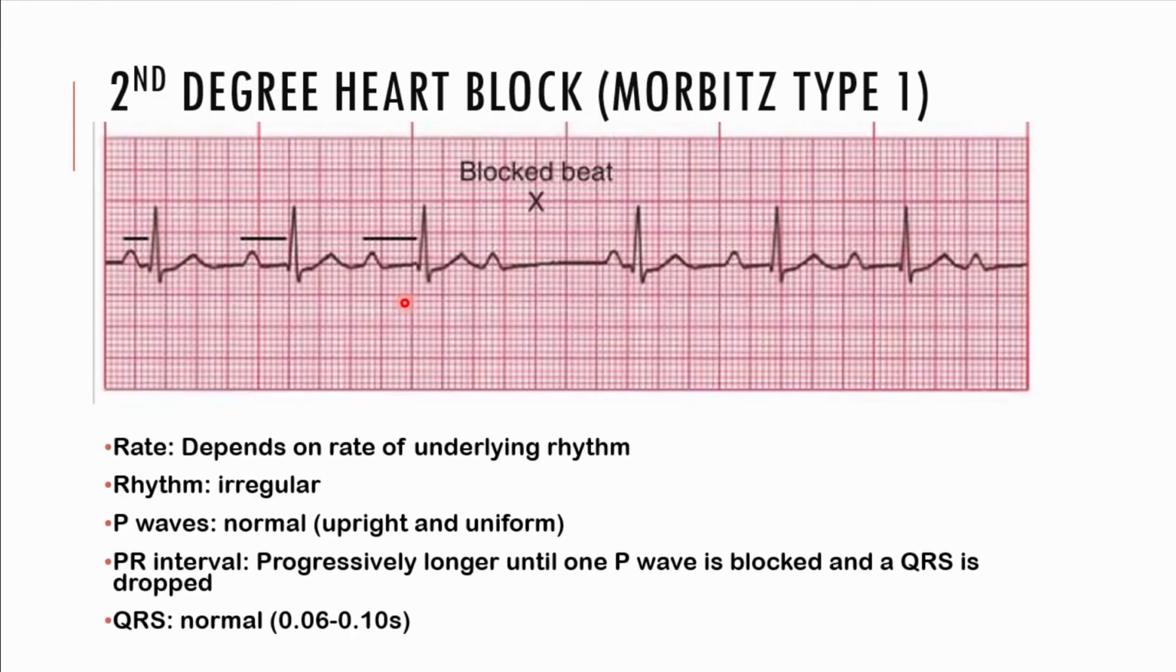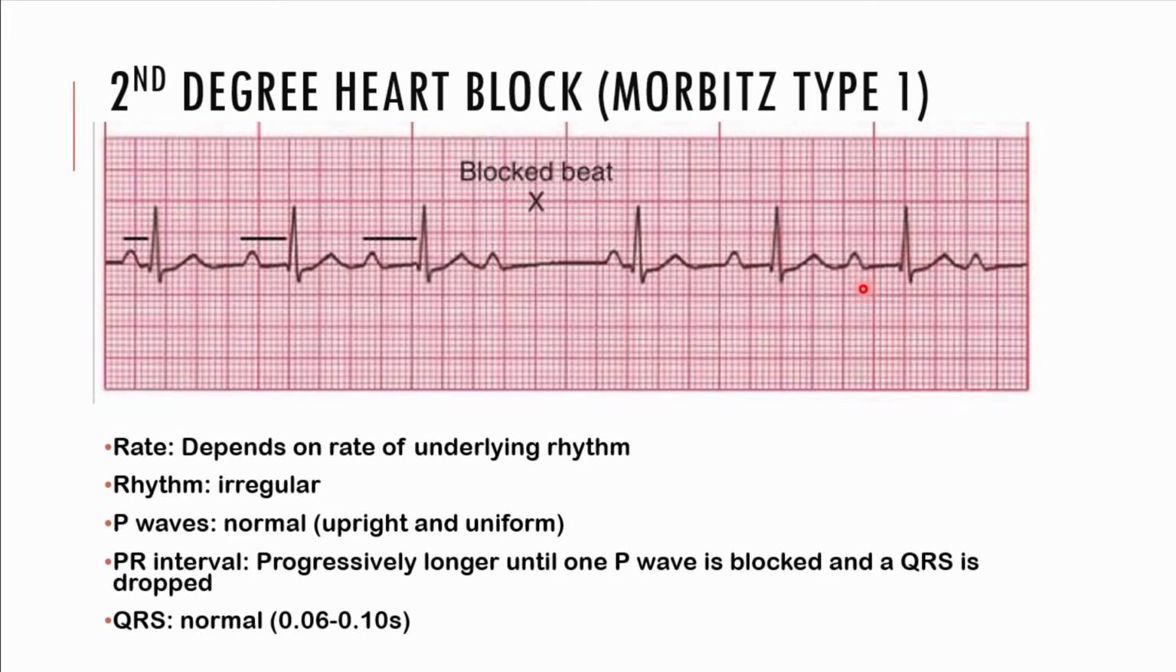So let me show you exactly what I'm talking about. So here I've put some lines on the screen to help you see what I'm talking about. As you can see, the PR interval here is progressively increasing until you reach a point where you have a P wave but no QRS complex. You have another P wave and you see how this PR interval here is much shorter. Then the cycle repeats itself. Then you refer to that as a second degree heart block, Mobitz type 1.